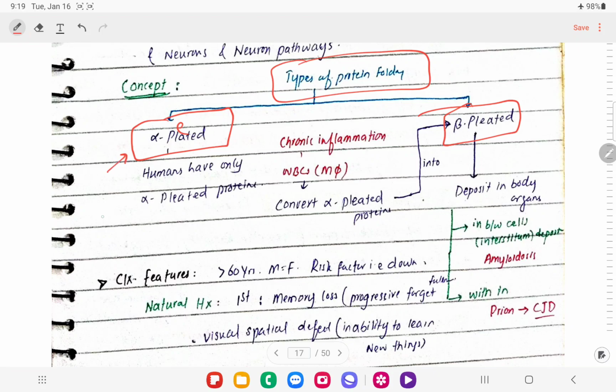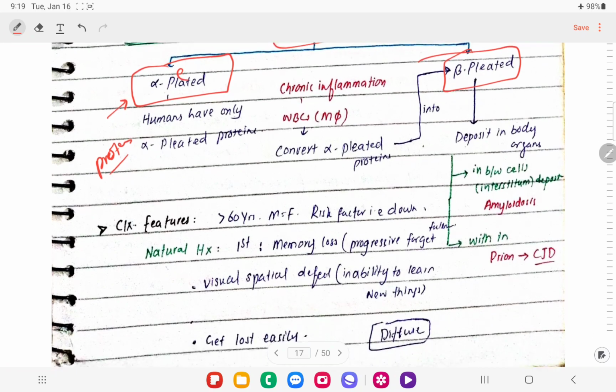So human protease can cleave only alpha pleated proteins. They cannot cleave the beta pleated proteins, right? So if we develop an excessive amount of beta pleated proteins, this is going to deposit in the body organs. If it deposits in the interstitium, this is going to cause amyloidosis. If it deposits within the cells, this is going to cause CJD, right?